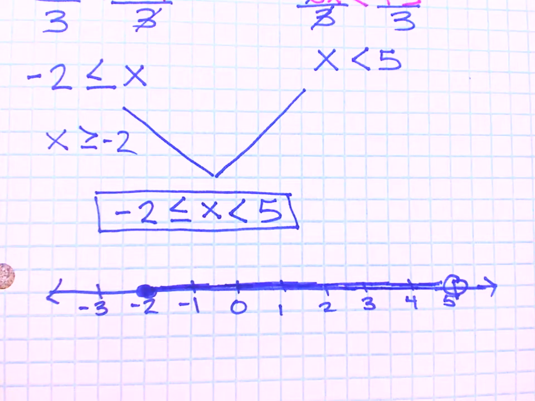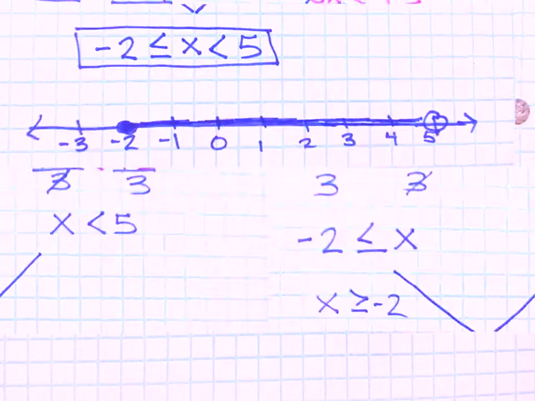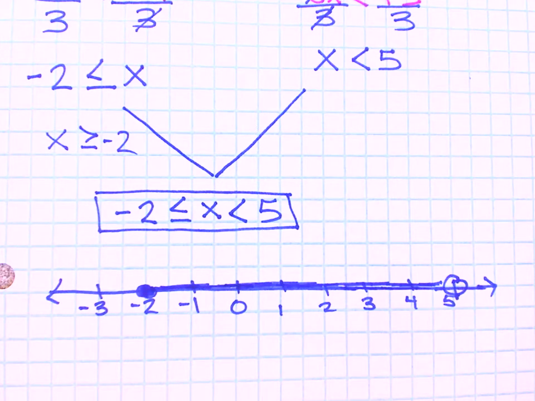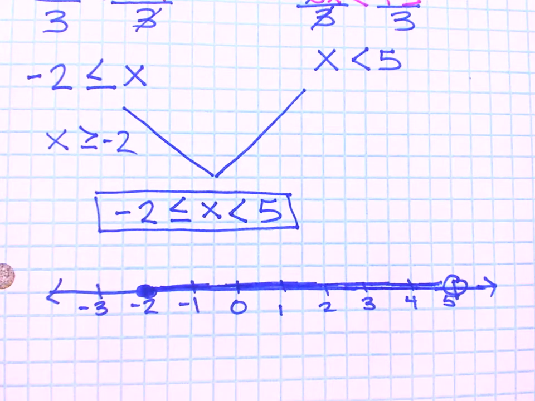When the numbers are put together by the word and, you're usually going to be shading in towards each other. When you see the word or, you'll usually shade out away from each other. This is an and problem, so that's how you would graph. Any questions on that one? Okay.